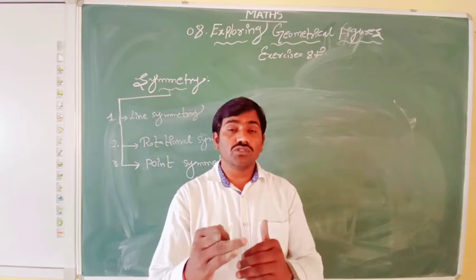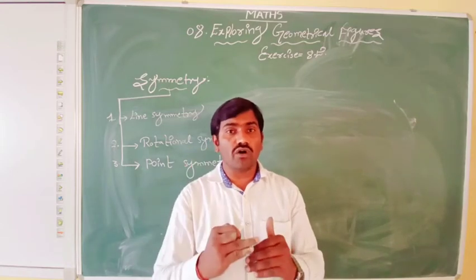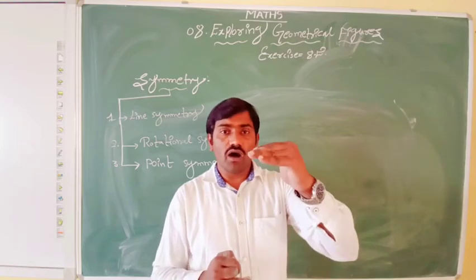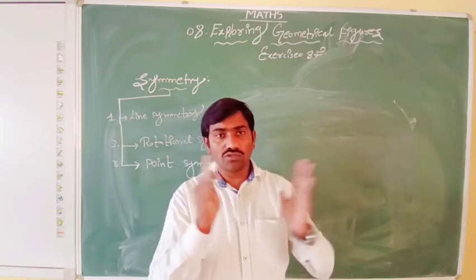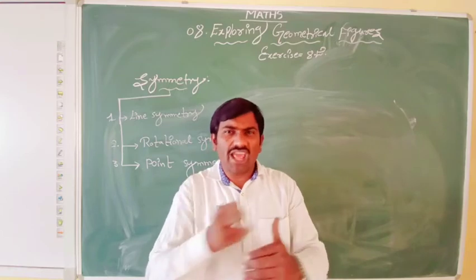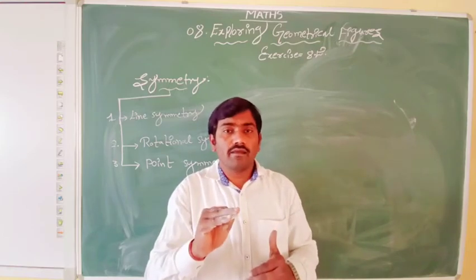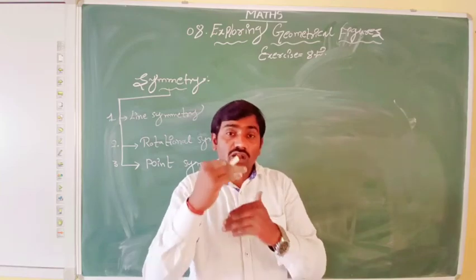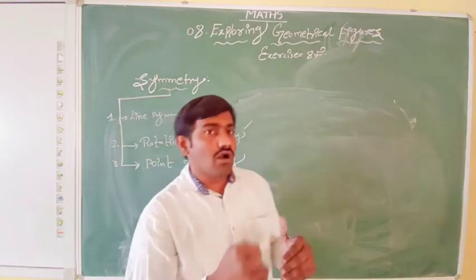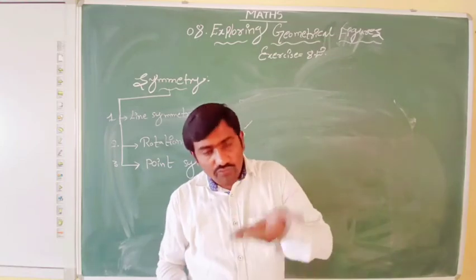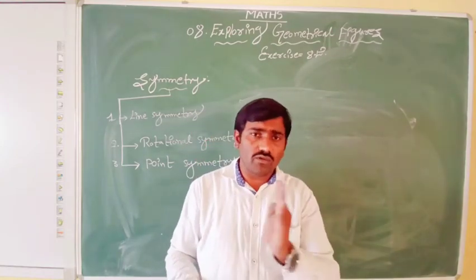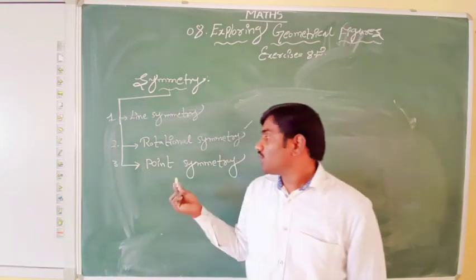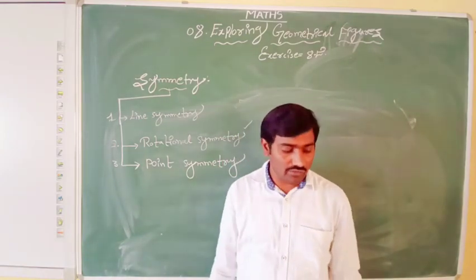The figures which, whether you see them from the side view, down view or up view, look the same, and which cannot be divided into equal identical parts but look the same when you see the side view, top view or down view, such kinds of figures are known as point symmetry. They are point symmetry.